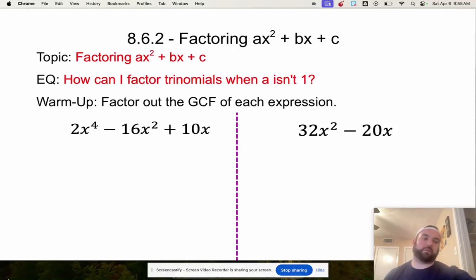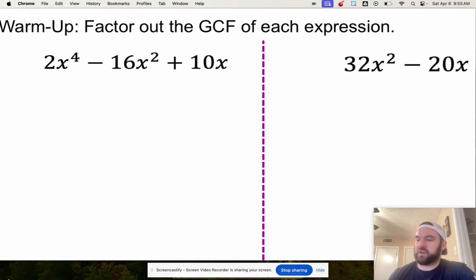Hello, welcome back for a little bit more diving into how to factor trinomials where the a value is not 1. One thing I want to do is just start off by remembering that factoring isn't always breaking down a trinomial into two sets of parentheses. Sometimes all we're going to ask you to do is to find the GCF and factor that out.